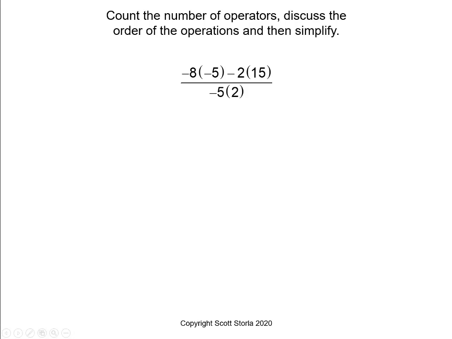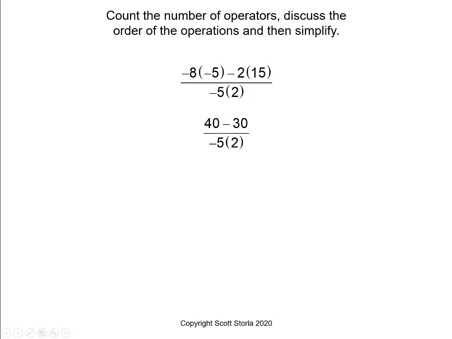And here's our last one. In this case, we have 1, 2, 3, 4, 5 operators. The 2 multiplications in the numerator, and then the subtraction will be first. This multiplication will be next, and then the division will be last. 8 and 5 is 40. The signs are the same, so it'll be +40. 2 and 15 will be 30. Signs are again the same, so it'll be +30.